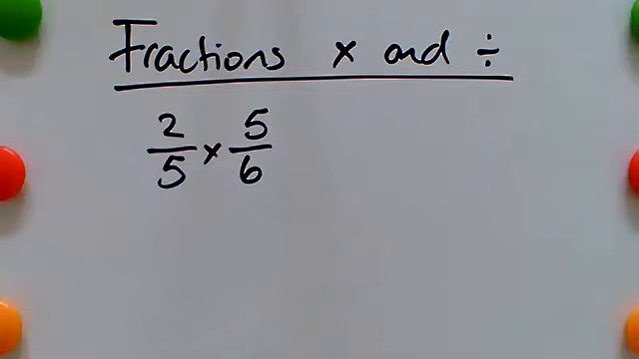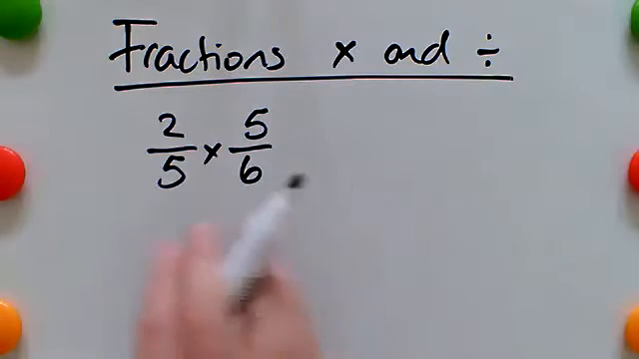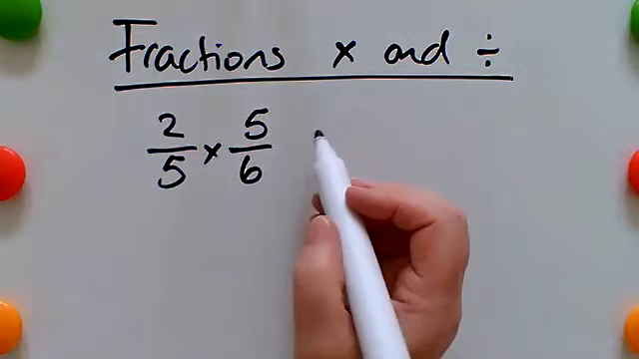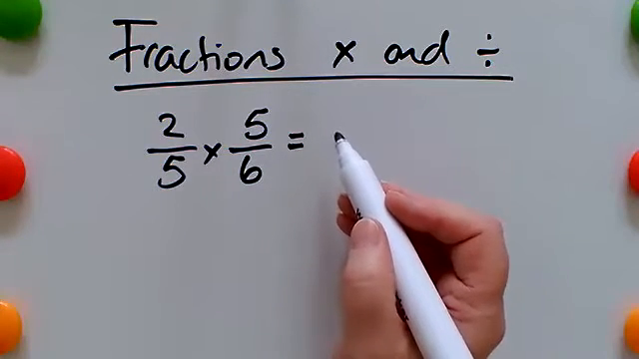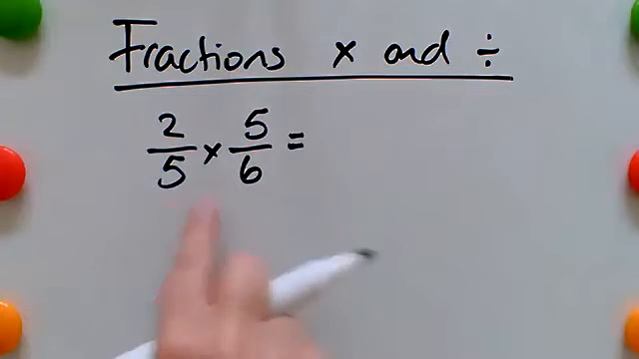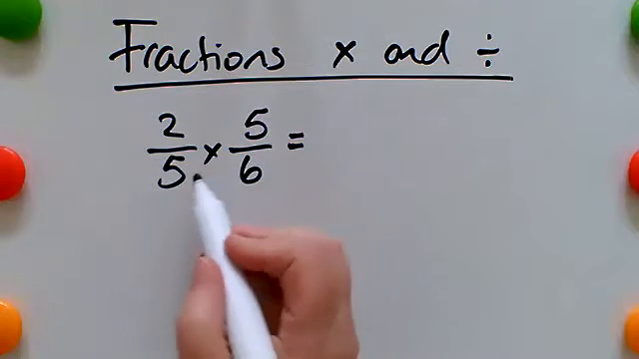In this video, we're going to be looking at multiplying and dividing with fractions. So the example we're going to start with is multiplication. Now, when we're multiplying fractions, I actually think multiplication is a lot easier than adding and subtracting because we don't need a common denominator. So these denominators do not need to be the same number, because what we're going to do is simply multiply across.